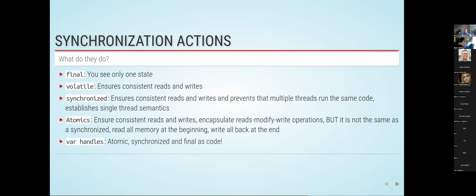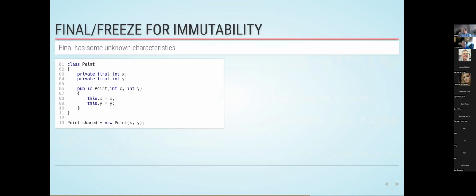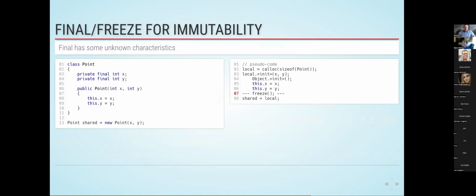Hence, var handles is something for a different presentation. Cool, good. So let's deal, and we still have plenty of time. So let's deal with final and freeze first. On the left side, that's the code we discussed before. On the right side, now we have final, and the final puts in a freeze operation after the object initialization.